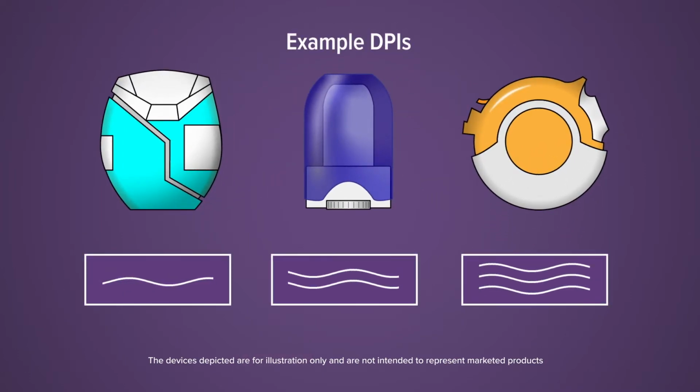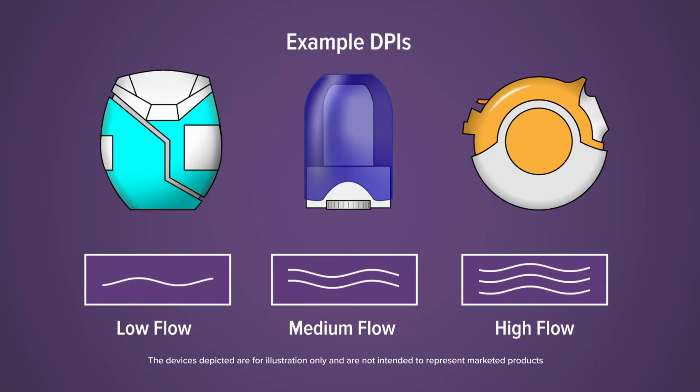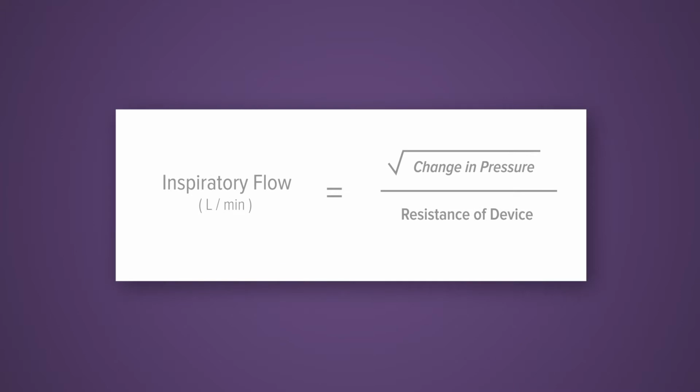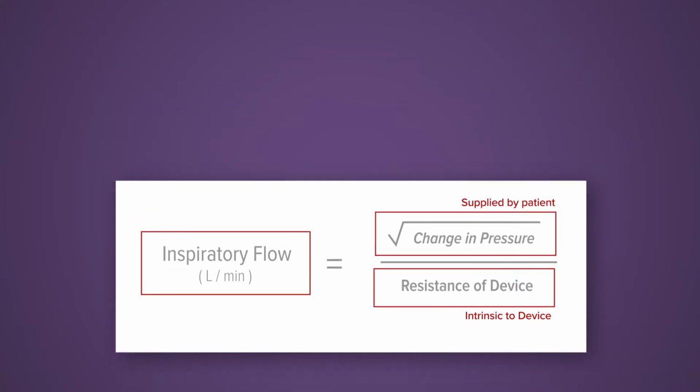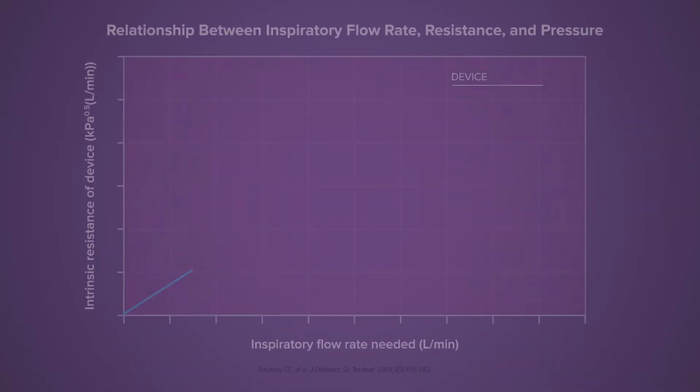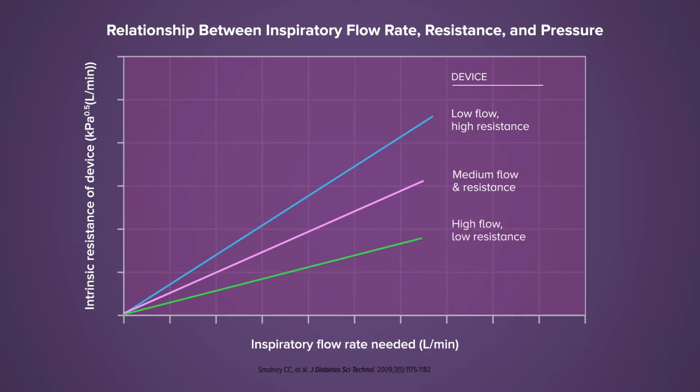Each DPI device has an intrinsic airflow rate that ranges from low to high. During a patient's inspiration, a pressure gradient is generated across the device. This patient-supplied pressure drop, in conjunction with the intrinsic resistance of the device, generates a flow rate of air through the device. Flow rate is inversely related to resistance. DPI devices vary from low flow, high resistance, to high flow, low resistance, and everything in between.